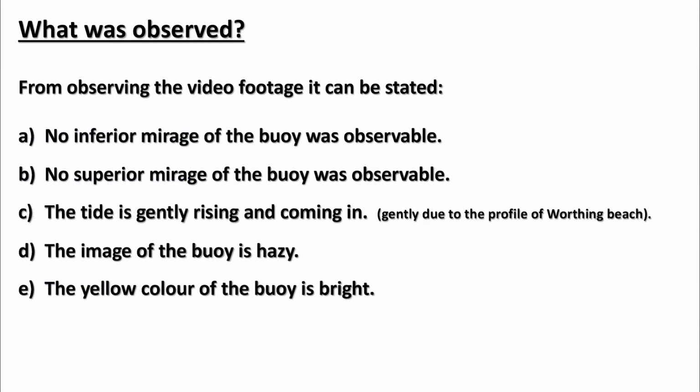What was observed? From observing the video footage, it can be stated: A. No inferior mirage of the buoy was observable. B. No superior mirage of the buoy was observable. C. The tide is gently rising and coming in, gently due to the profile of Worthing Beach. D. The image of the buoy is hazy. E. The yellow color of the buoy is bright.